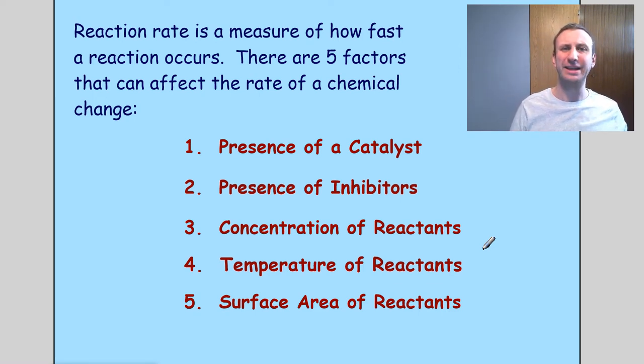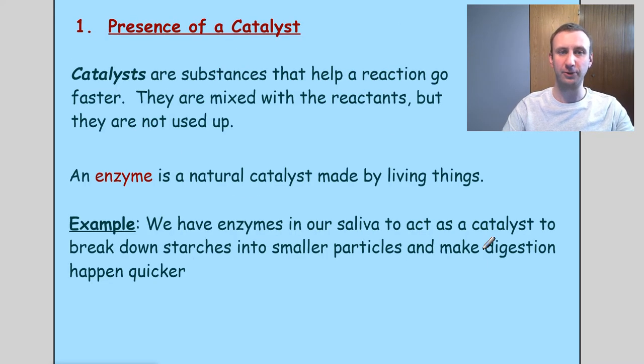And just the word inhibit is an important one to understand and know. It basically means that you're slowing it down or kind of trying to stop it from happening. You're inhibiting it. Concentration of reactants, we'll look into that. Temperature of reactants, and then finally surface area of reactants. That's a really big one. Okay, so going through these one by one.